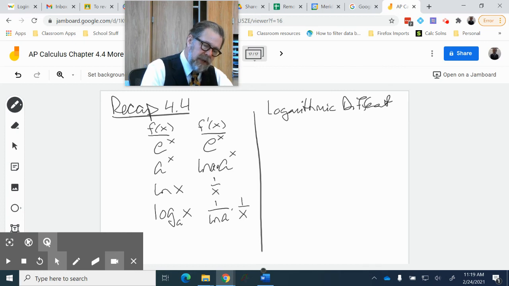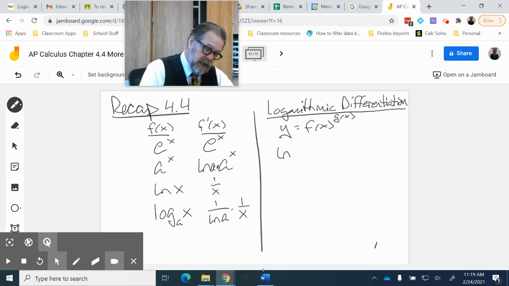And the basic idea of logarithmic differentiation, oh my gosh, just talking and writing complicated words. If I've got y equals f of x to the g of x, I take the natural log of y. I take the natural log of both sides.